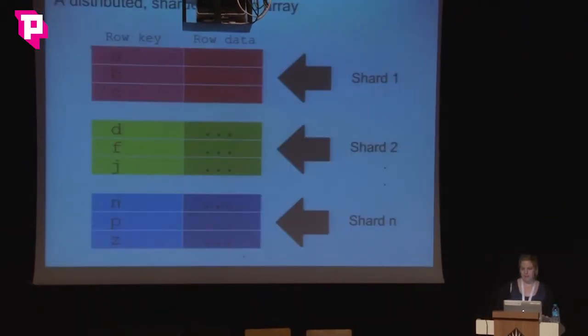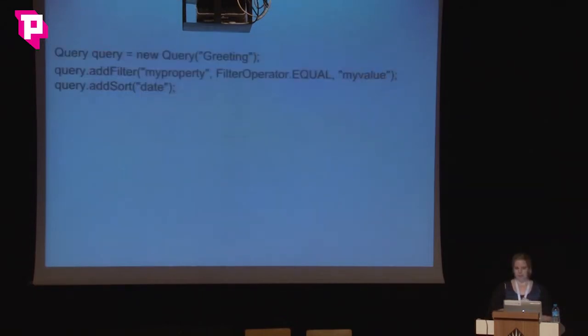Awesome. So you have different row keys and value keys, and then this gets sharded across many different machines. And it's replicated, and everything is sort of happy and awesome. If you wanted to query this, you can do a full text query or query for a particular field. So in this case, this is just an example query where you might query for something like greeting, and then filter by a particular property to equal something.